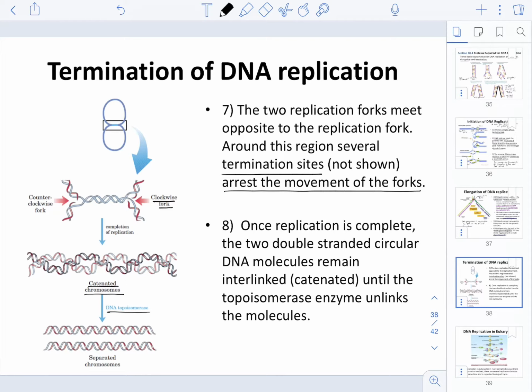At the end, understand that once this replication has been completed, the molecules that have been made of the circular DNA are going to be catenated. And catenated simply means that they are interlinked. Then we're going to have topoisomerase enzymes separate the two newly synthesized molecules.